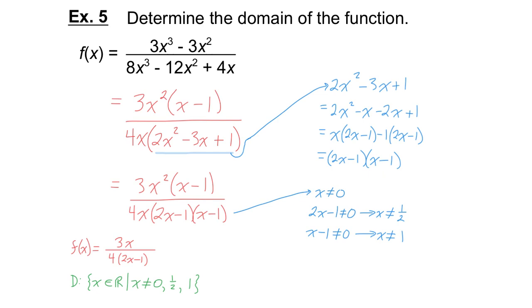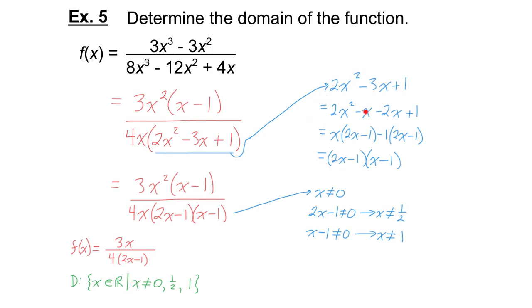This one was a little trickier just because there was more factoring to do, but follow the same process. If we factor the numerator, look for common factors first. 3x squared is the greatest common factor, and we're left with x minus 1. In the denominator, 4x is the greatest common factor, and we're left with 2x squared minus 3x plus 1. Now, this is a complex trinomial, so I'm going to factor it further. I just did that off to the side here.